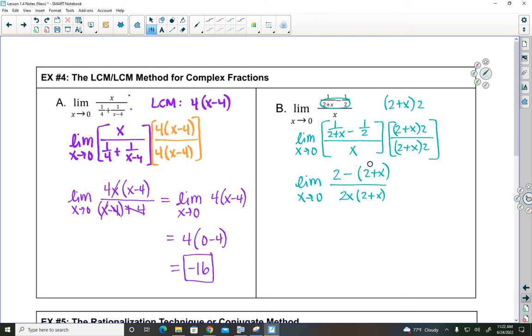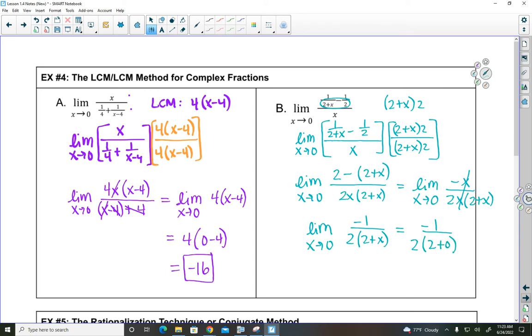Simplify. 2 minus 2 is 0. But then we're going to have negative x because of that distribution of the negative. What I have left in my denominator. The x's are going to cancel. So we have the limit as x approaches 0 of negative 1 over 2 times the quantity 2 plus x. Go ahead and directly substitute now. This is going to be negative 1/4.